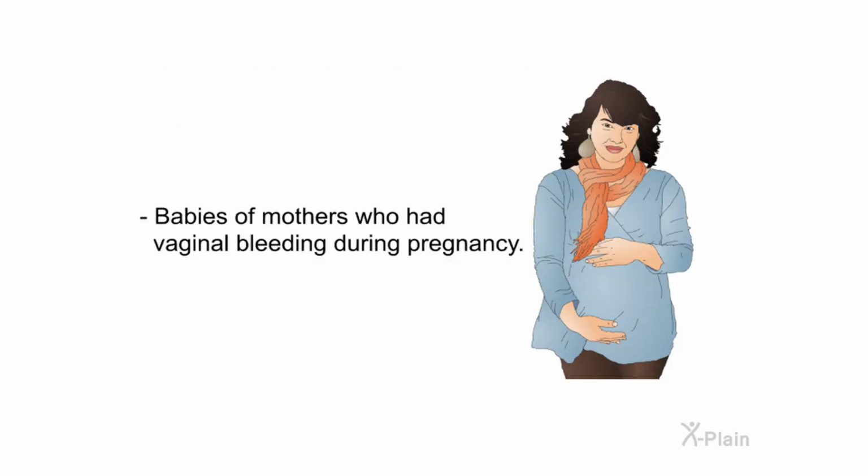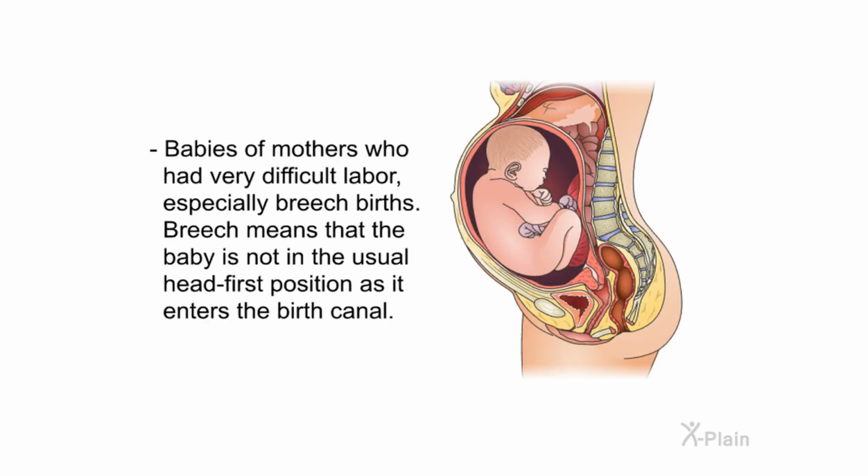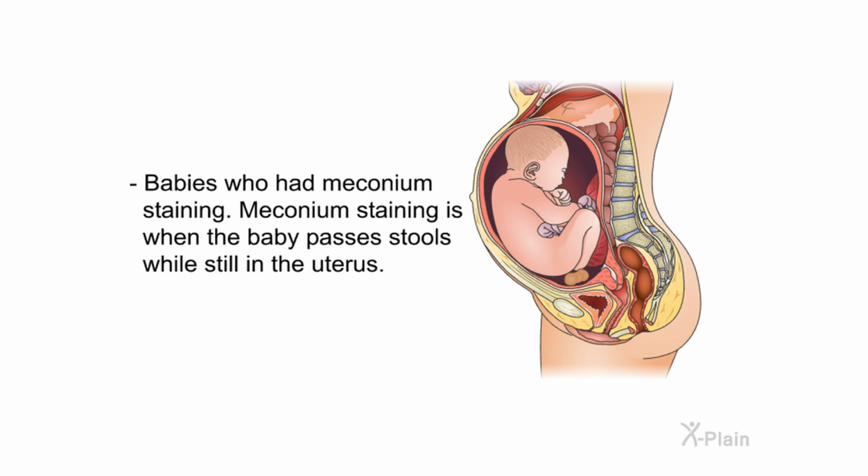Babies of mothers who had vaginal bleeding during pregnancy. Babies of mothers who had very difficult labor, especially breech births. Breech means that the baby is not in the usual head-first position as it enters the birth canal. Babies who had meconium staining. Meconium staining is when the baby passes stools while still in the uterus.